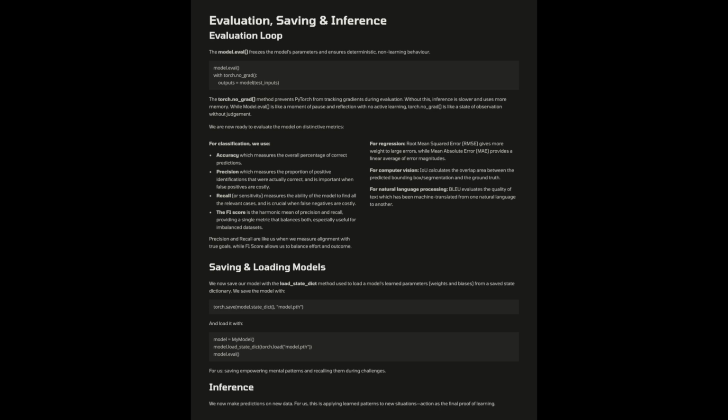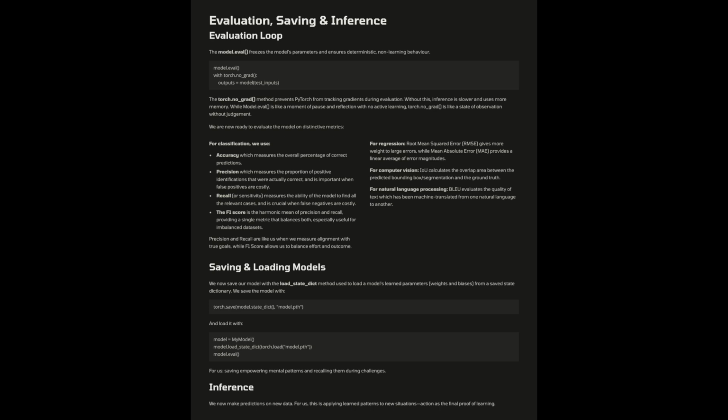For classification, we use accuracy, which measures the overall percentage of correct predictions; precision, which measures the proportion of positive identifications that were actually correct and is important when false positives are costly; recall, or sensitivity, measures the ability of the model to find all the relevant cases and is crucial when false negatives are costly. The F1 score is the harmonic mean of precision and recall, providing a single metric that balances both, especially useful for imbalanced datasets. Precision and recall are like us when we measure alignment with true goals, while F1 score allows us to balance effort and outcome.